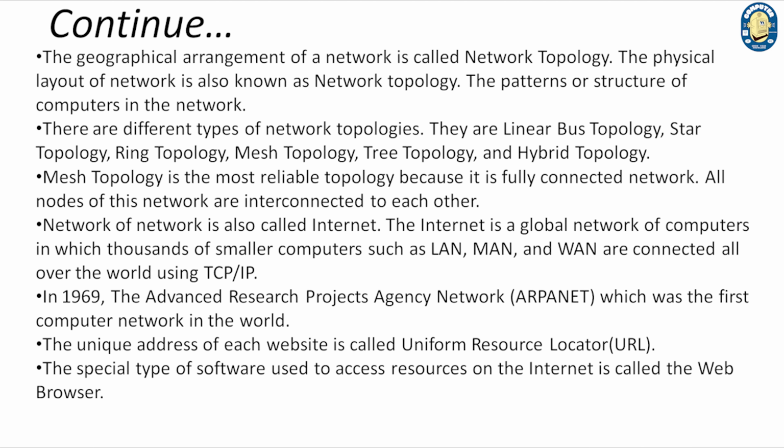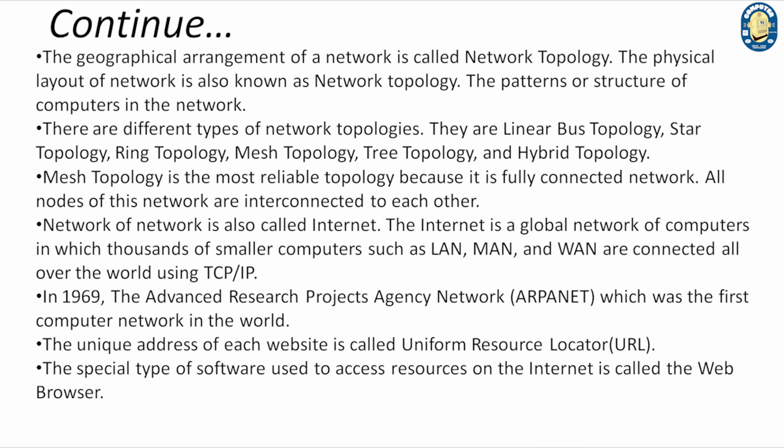The geographical arrangement of a network is called network topology. The physical layout of a network is also known as network topology, the pattern or structure of computers in the network. There are different types of network topologies. They are linear bus topology, star topology, ring topology, mesh topology, tree topology, and hybrid topology.